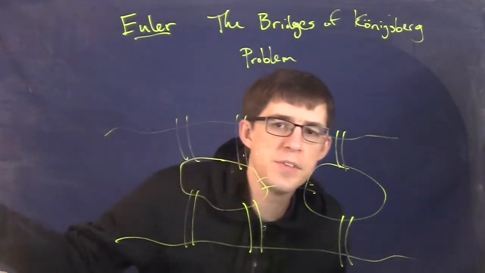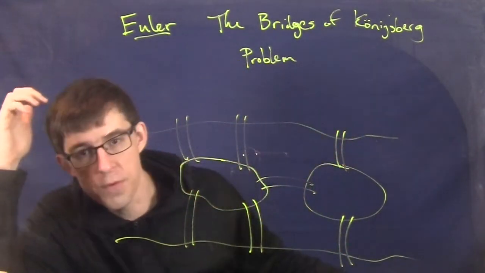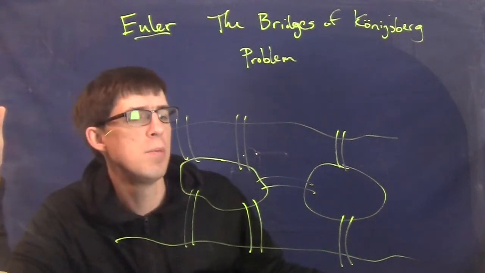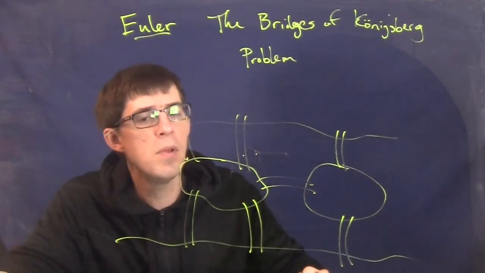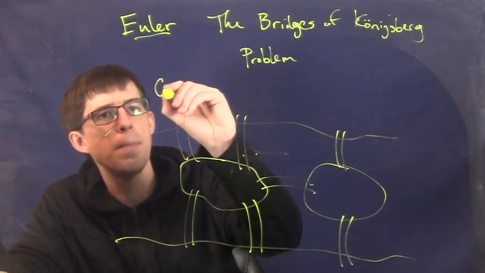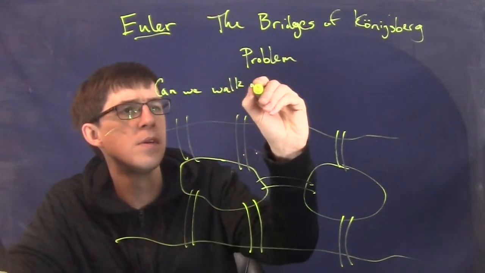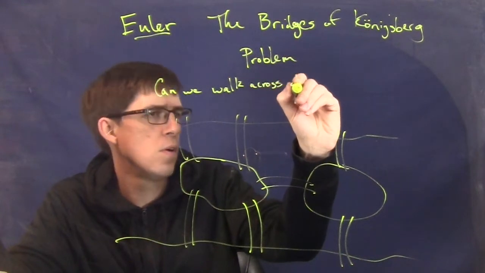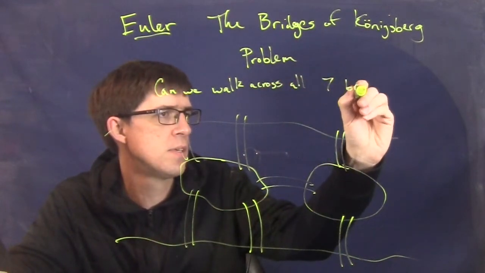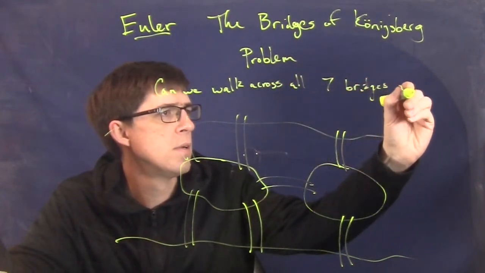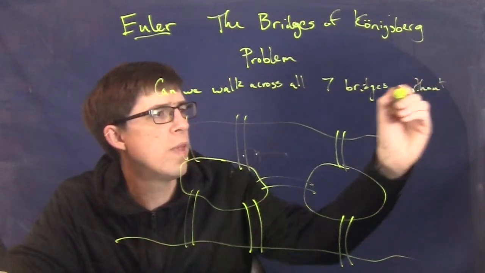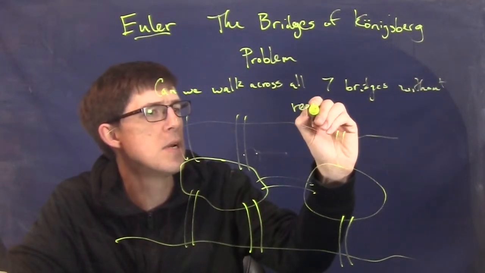All right? This is the scenario for the bridges of Königsberg problem. And people wanted to know, can we walk across all 7 bridges without repeating any? This is the question.